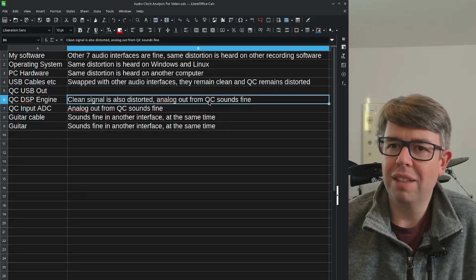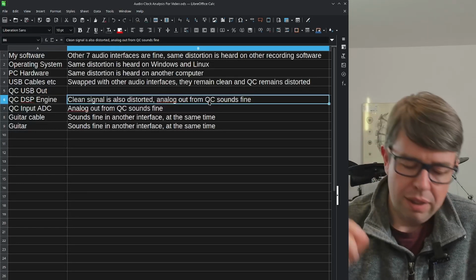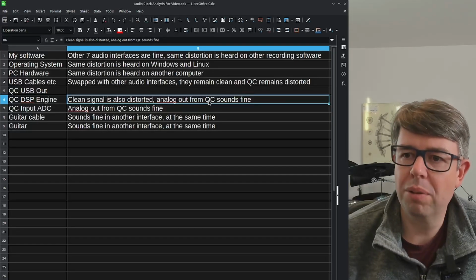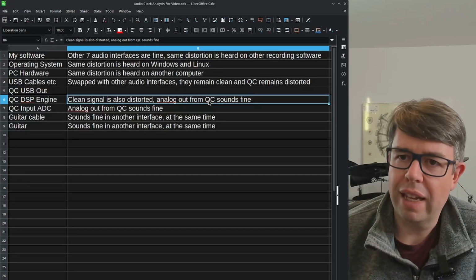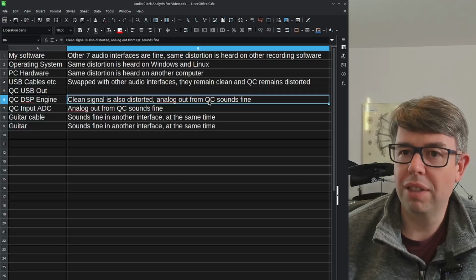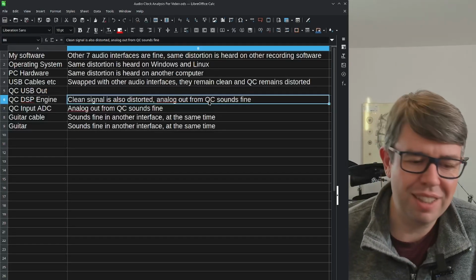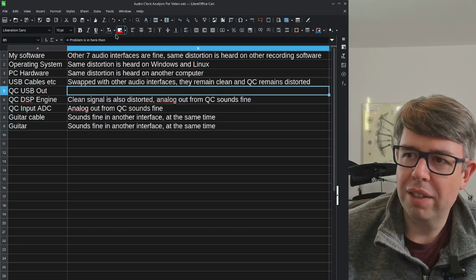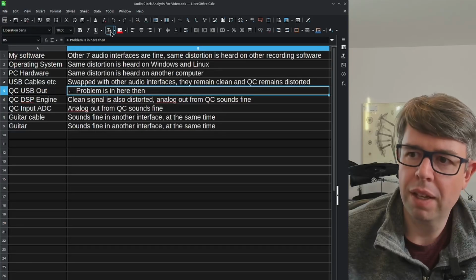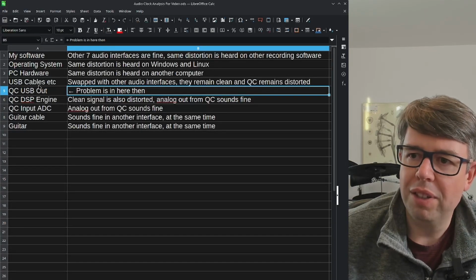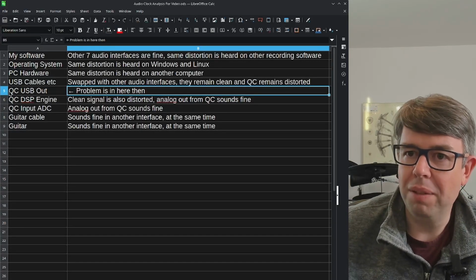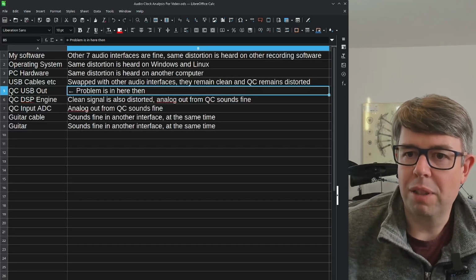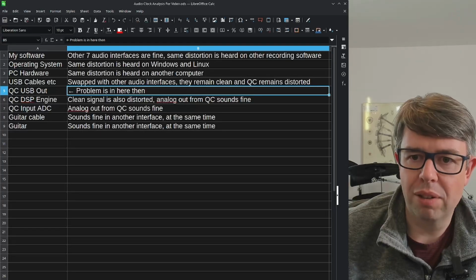I'd sort of penciled in that the DSP engine wasn't a problem because there's a clean output, a dry output on the Quad Cortex USB, and that is also distorted qualitatively in the same way as the wet signal is distorted. So my conclusion is that inside of this component, isolated to the part of the Quad Cortex that produces the USB output signal, there is something causing this distortion and this bad clock.